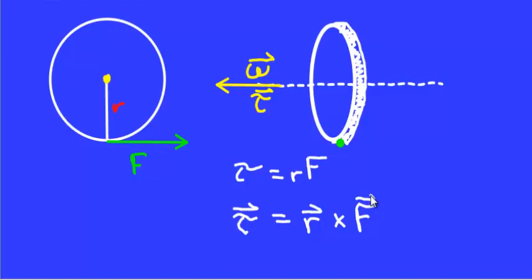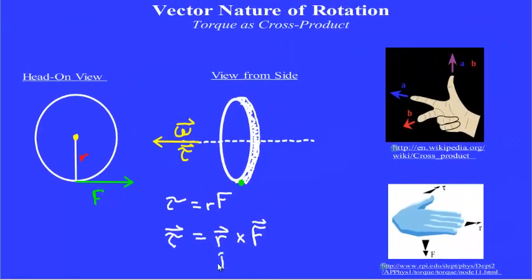And what you do basically is you have to go in order. You take your first finger, your index finger, and you point it in the direction of the radius. So in this case, I would point it down, like that. Then I point my middle finger in the direction of the force, and then my thumb will indicate the direction of the torque. It's really hard to do on a two-dimensional video screen, so I'm going to show this in class.